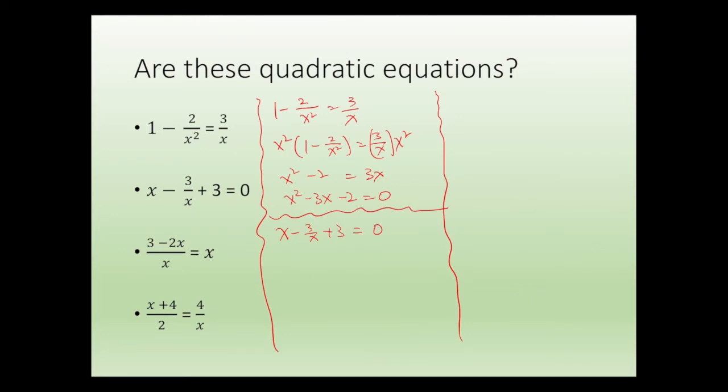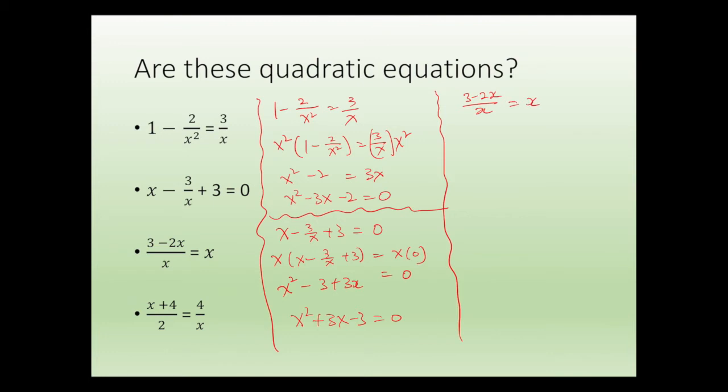What about the next one? x minus 3 over x plus 3 equals 0. Doesn't look like it. But if I multiply every single term with x, rewriting that, x minus 3 over x plus 3 equals x times 0. Balancing it out, of course you know 0 is still 0. Therefore, we've got x squared minus 3 plus 3x. Just rewriting it, x squared plus 3x minus 3 equals 0. So therefore, you know that this is a quadratic. Pause the video for a while and try the next 2, please.